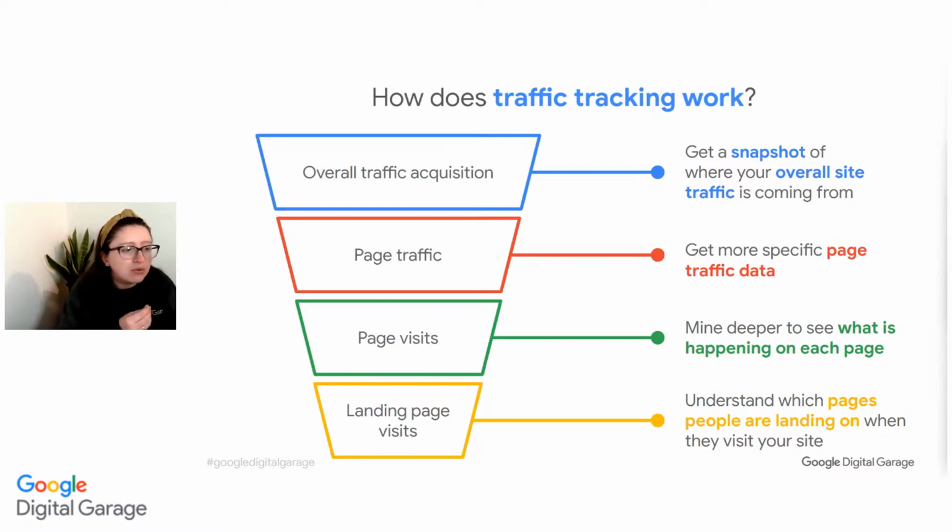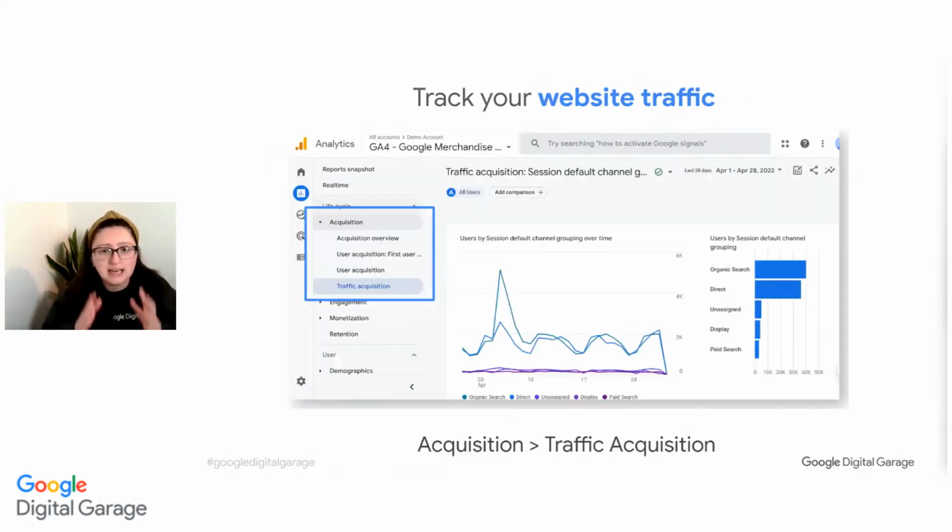Where are people landing? So those 2 last ones, that green and yellow section, that's mining even deeper and understanding, okay, what are they doing on each page? And also, where are the key pages that people are landing when they visit our website? So we can start to understand and break that down into a really clear funnel.